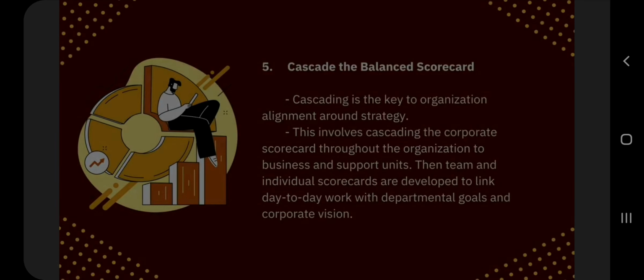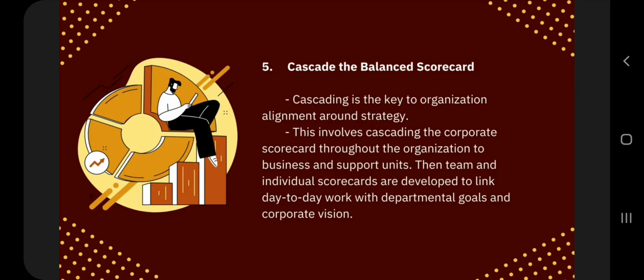And now we're down to the last step, which is to cascade the balanced scorecard. Cascading is the key to organization alignment around strategy. This step involves cascading the corporate scorecard throughout the organization to business and support units. Then team and individual scorecards are developed to link day-to-day work with departmental goals and corporate vision.